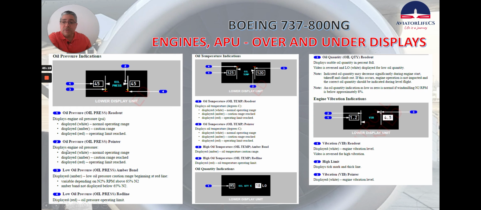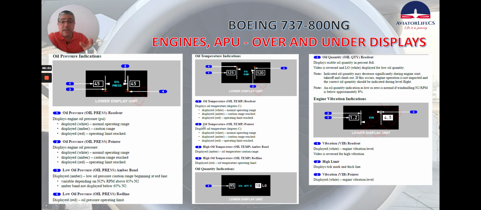Number 2 displays engine oil pressure, the pointer. Number 3 is the low oil pressure amber band. It's displayed amber, low oil pressure caution range beginning at red line. Variable depending on N2% RPM above 65%. Amber band not displayed below 65% N2. Number 4 is the low oil pressure red line, displayed red, the oil pressure operating limit.